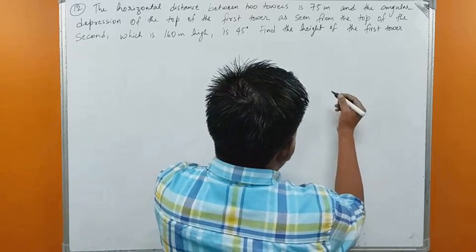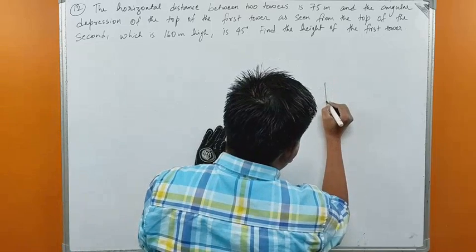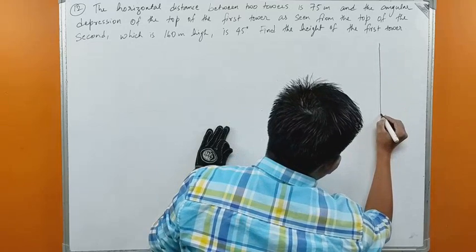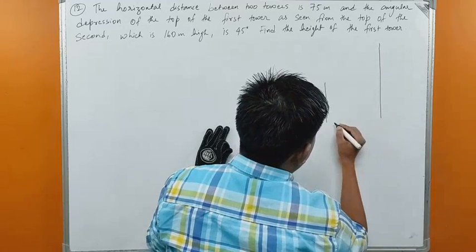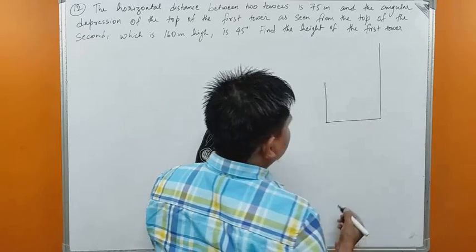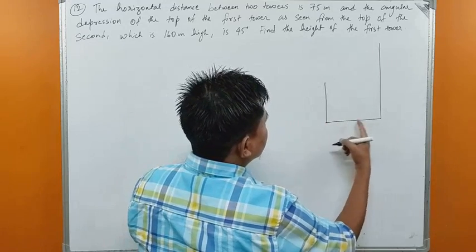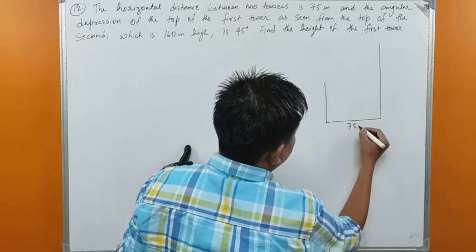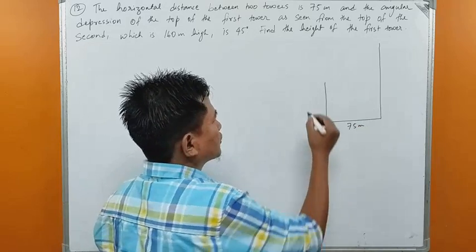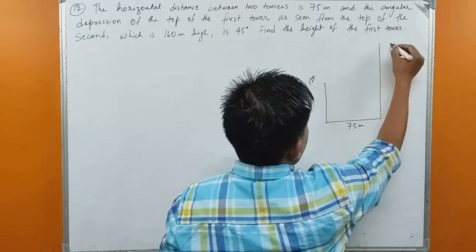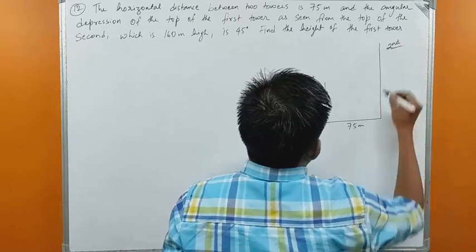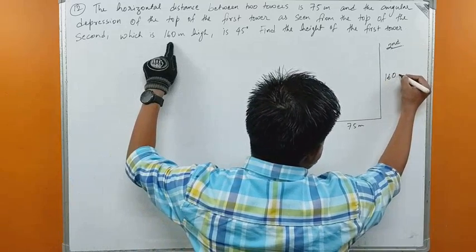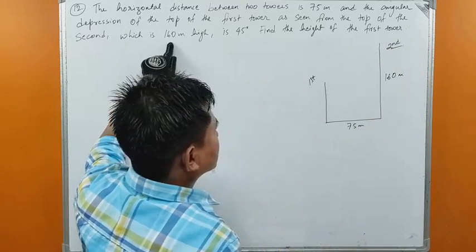This is the first tower, which is the shorter one, and this is the second tower, which is the longer one. The height of the second tower is greater than the height of the first tower, and this is the horizontal distance between the two towers, which is given as 75 meters. The height of the second tower is 160 meters.